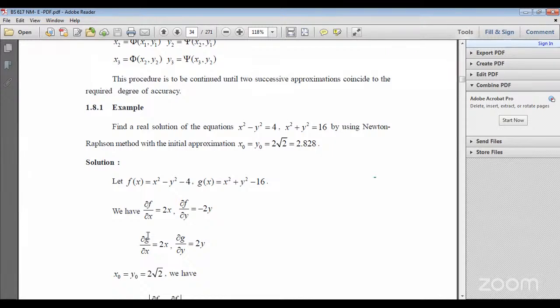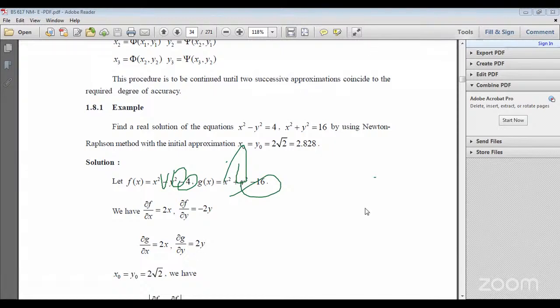Dou f by dou x is 2x. If we take x and y as constant, dou f by dou y is minus 2y. Again for the second equation, dou g by dou x is 2x and dou g by dou y is plus 2y. So 2x, minus 2y, 2x, 2y, at x naught y naught equal to 2 root 2.